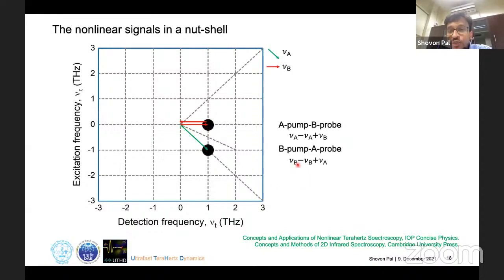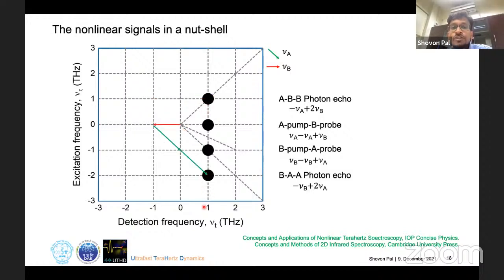Or if you have two components from pulse B and one component from pulse A, you would land at a position here. Likewise, you can have other compositions, and you would land at different frequency components. Each of these has a particular name. Here, the phase of this pulse cancels out. The pump pulse is the A pulse, which goes away, and you are left with the information of the B pulse only. That is called a probe. So these are the two types of pump probe signals.